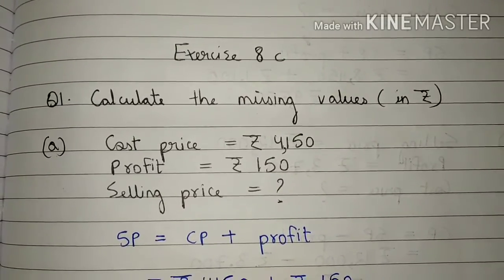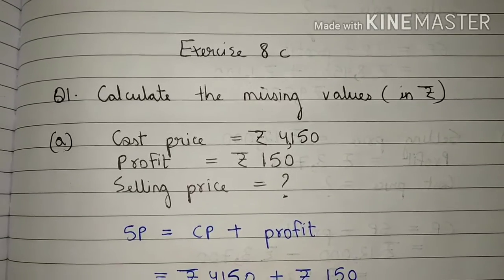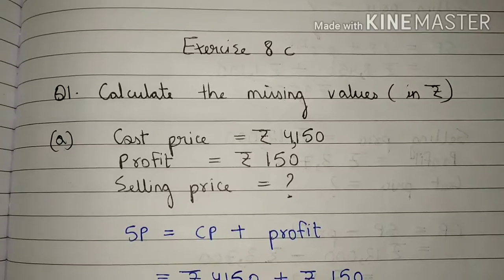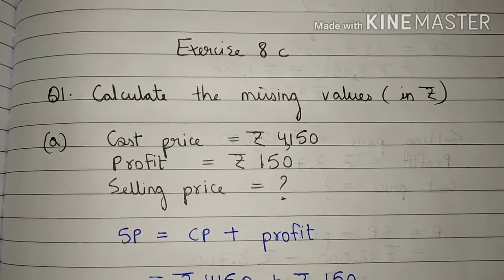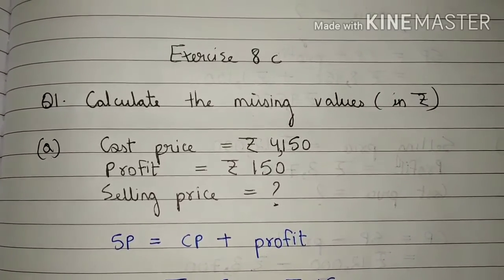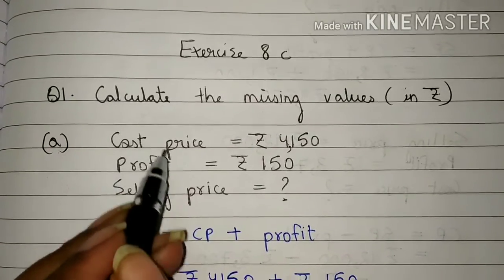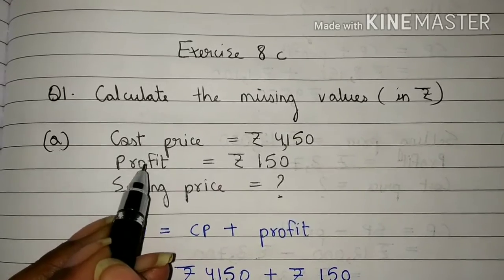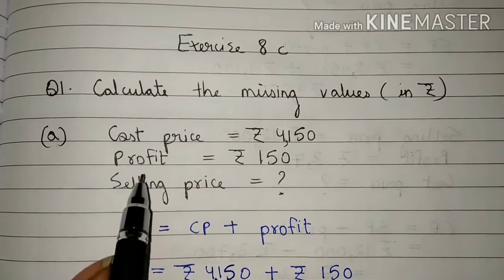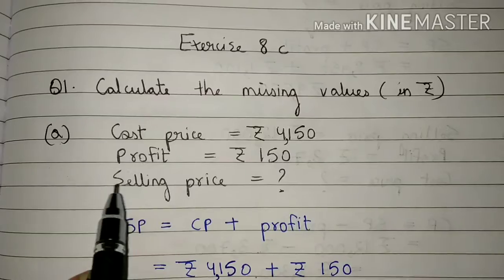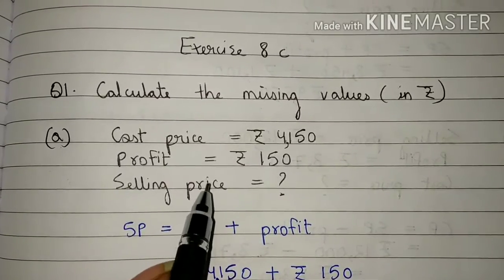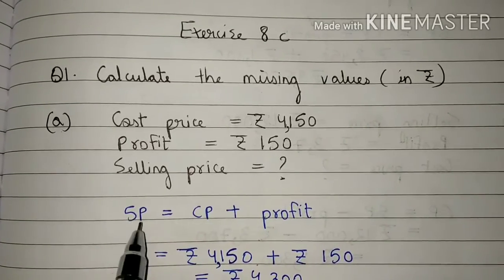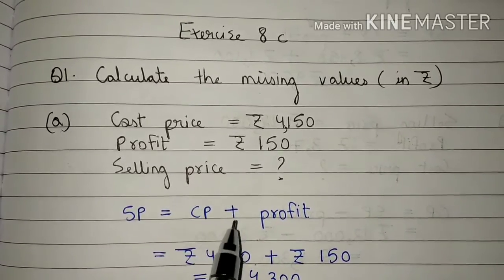Students, I have told you that if we are earning a profit, it means we are not suffering loss. So students, here profit is given. It means we don't have to find out loss. So in this we have to calculate only selling price. Students, how will you calculate selling price? Selling price is equal to cost price plus profit.